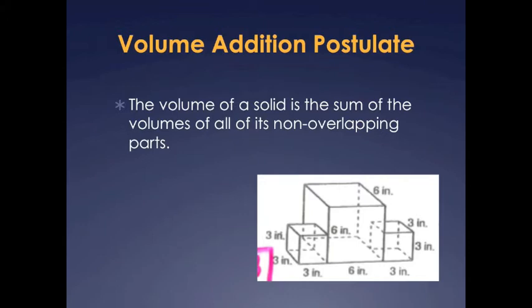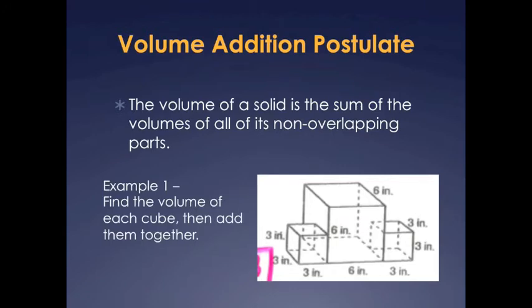So one of the cubes, the dimensions are 3 by 3 by 3. The other one, 6 by 6 by 6, then 3 by 3 again. So we can find the volume of each separate box and then add them together. So try that yourself. You should get 270 inches cubed.